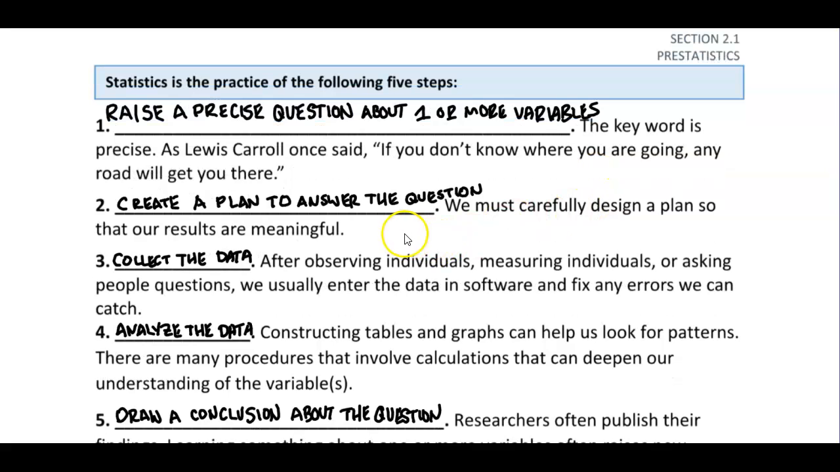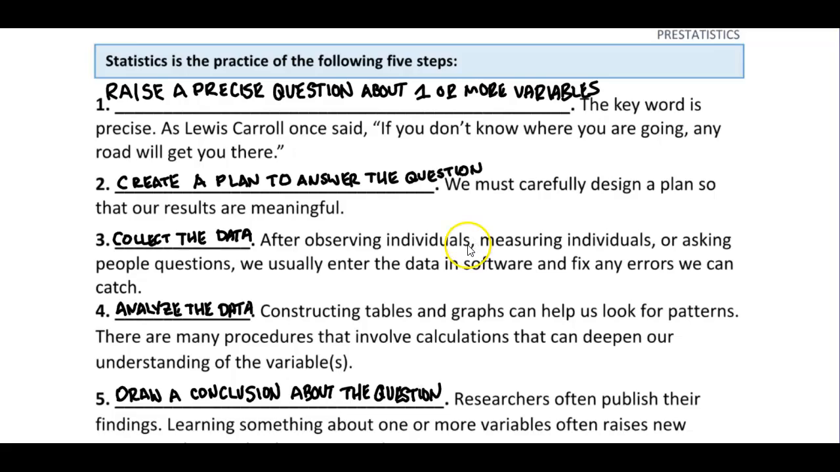Number 2, you want to create a plan to answer the question. We must carefully design a plan so that our results are meaningful. Number 3, we want to collect the data. After observing individuals, measuring individuals, or asking people questions, we usually enter the data in software and fix any errors that we can catch.